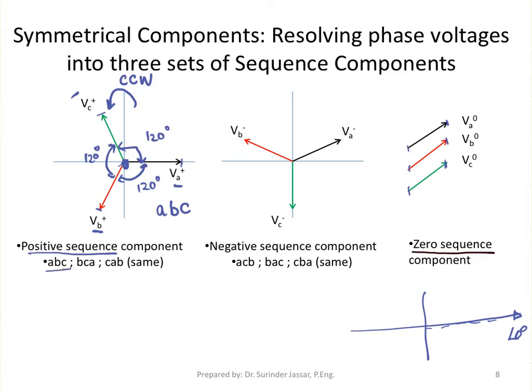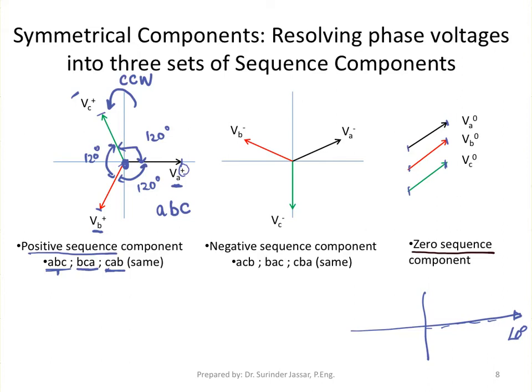And you can start from anywhere. For example, you can start from B. So B is followed by C, C is followed by A. Or you can start at C as well. C is followed by A, followed by B. That is the positive sequence. And how they are represented: they're represented as VA, let's say. In order to say positive, you put a positive sign on top of the phasor. VA positive, VB positive, VC positive.